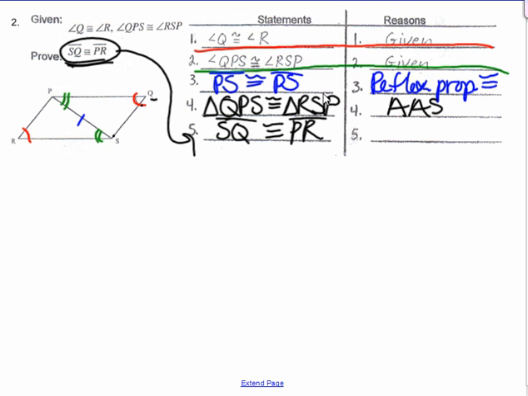Next step, they're trying to tell me that they want another congruent part. They want SQ and PR congruent. Well, if the triangles are congruent, sure, so are their parts. So this is CPCTC. It always follows your triangle congruence statement.